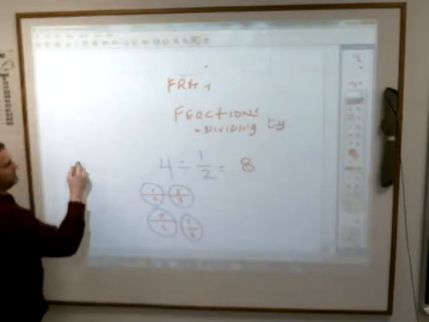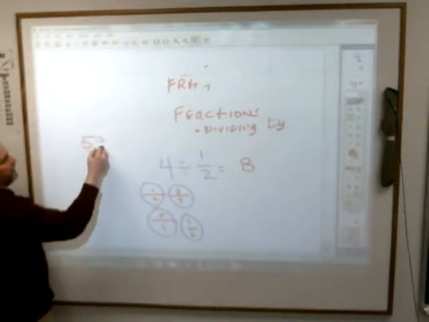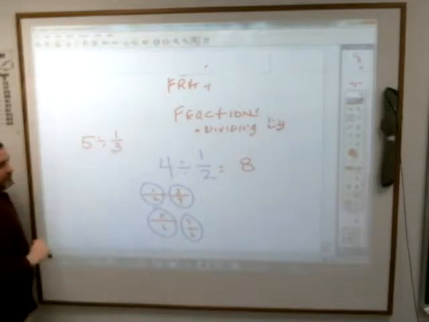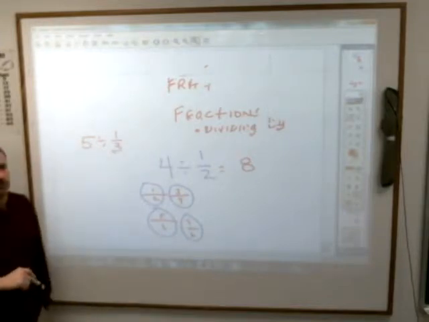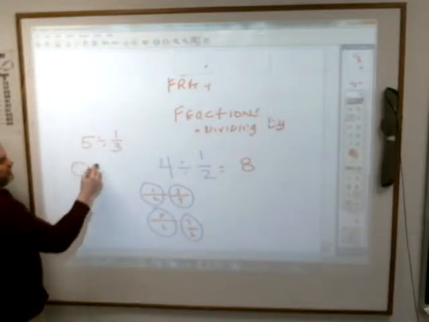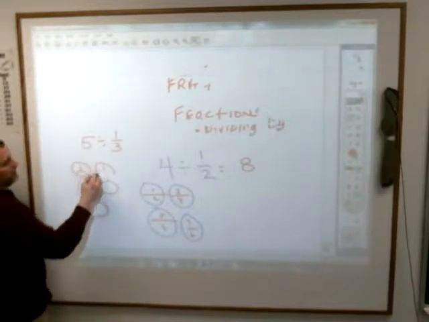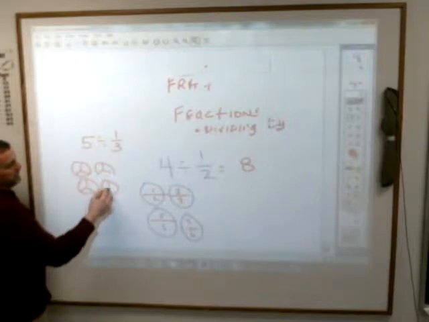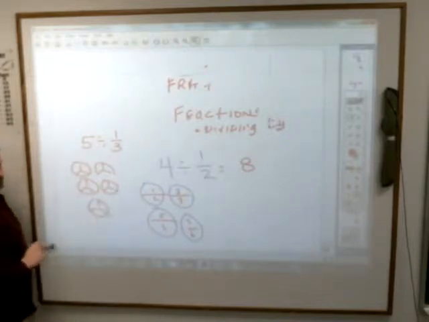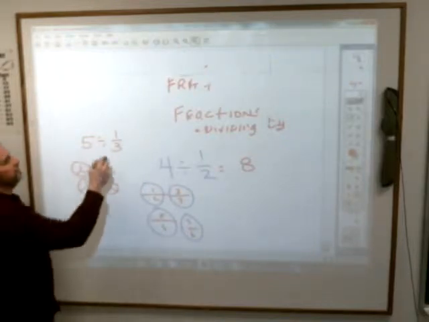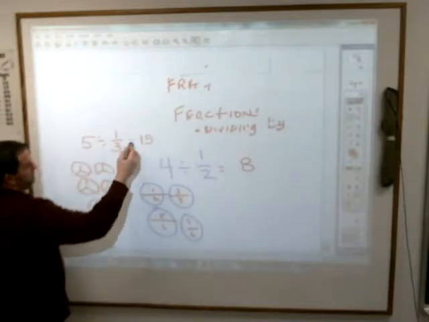Same thing if I had this. What's 5 divided by 1/3? In other words, you're saying if I have 5 things and I cut them all into thirds, how many thirds will I have? Jacob? 15? 15 is the right answer.